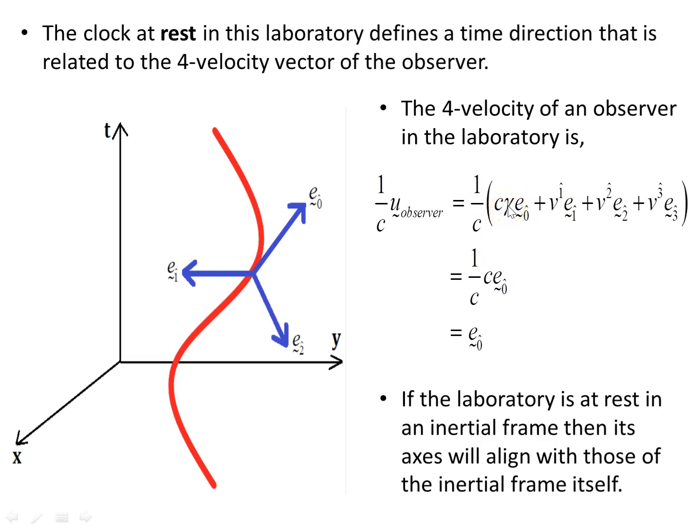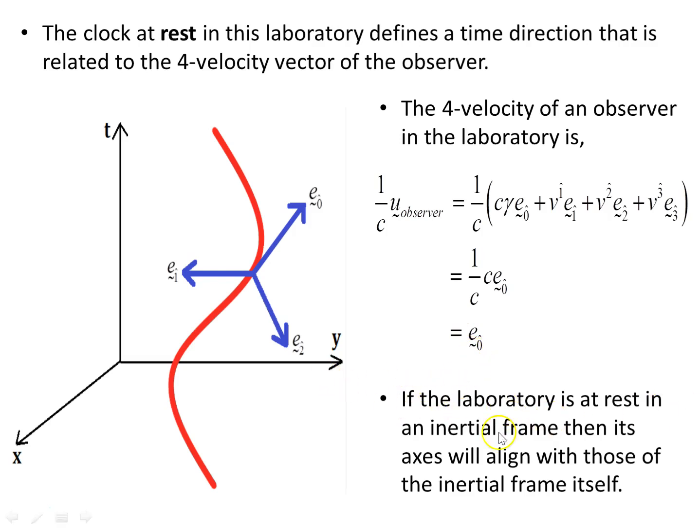Gamma is equal to 1 because the observer is at rest with respect to the laboratory and so not moving. And we have just the time basis vector here. We have the c here, which is cancelled out by the 1 on c factor out front, and we're left with just the basis vector in the time direction. So that becomes, for the observer at rest in the laboratory, their four-velocity. So the time direction defines their four-velocity.